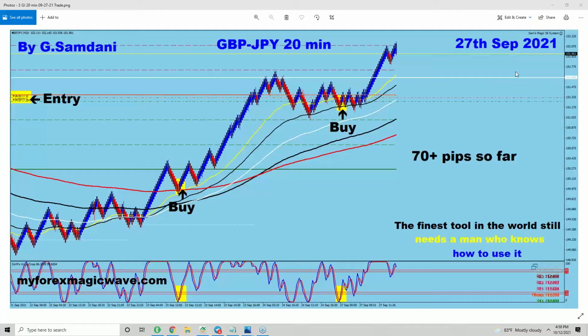Hello everyone, Sam here from myfirstmagicweb.com, making a small video about yen pairs: how to trade yen pairs based on the yen index. So let's get started here.